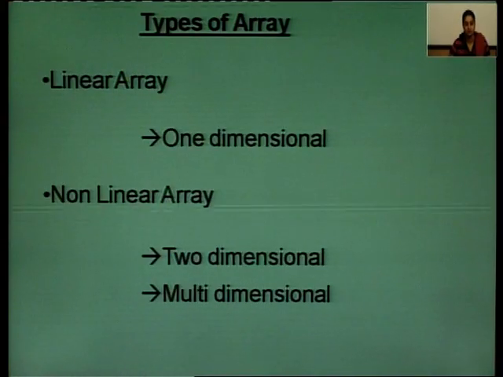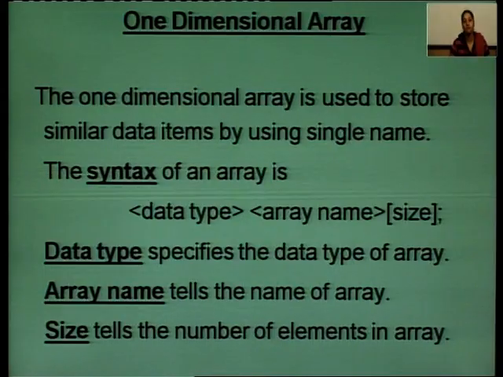Now let us discuss these types. The first one is the one-dimensional array. It is a linear array and it stores similar data types using a single name, with just one dimension. The syntax is: first we declare the data type, then the array name, and then the size of the array, followed by a semicolon. The data type specifies the type of the array, the array name specifies its name, and the size tells the number of elements in the array.